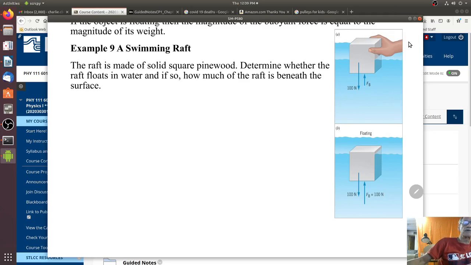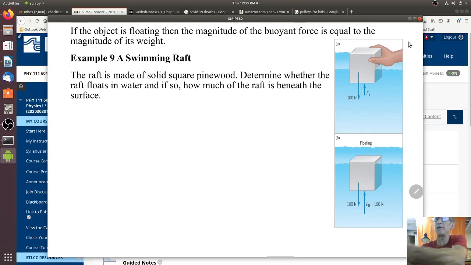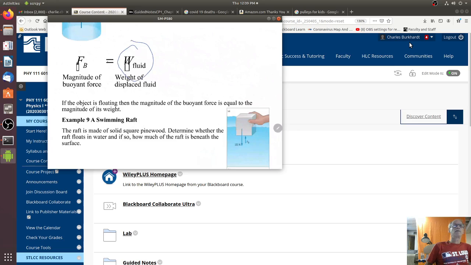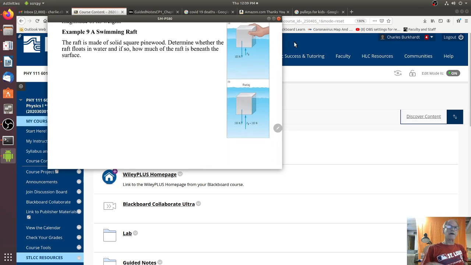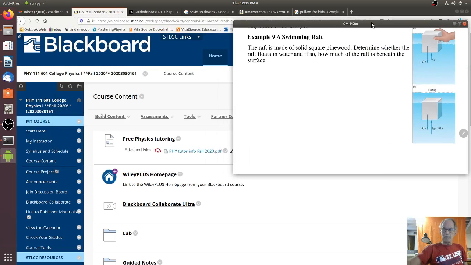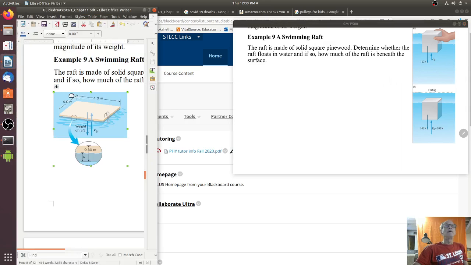Hey, physics students. This is still Chapter 11. There was a figure missing from this example in the guided notes, so I went back and dug it up, and now I'm going to work it. Let's see here. My tablet over here. Now, where is it? Here it is.